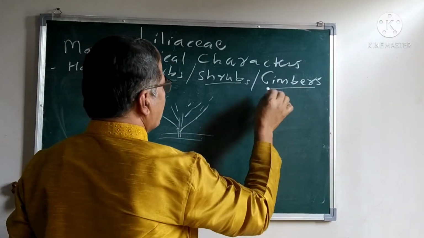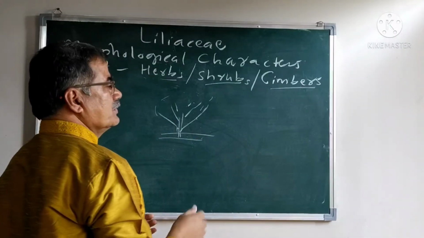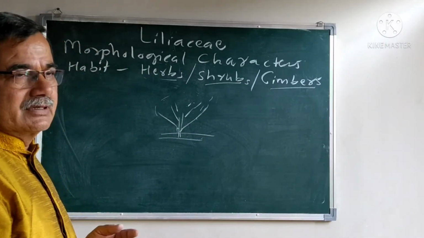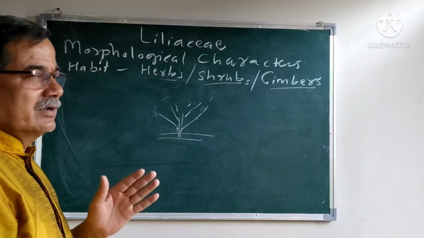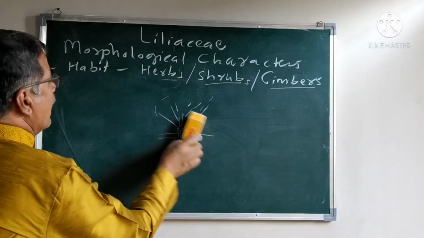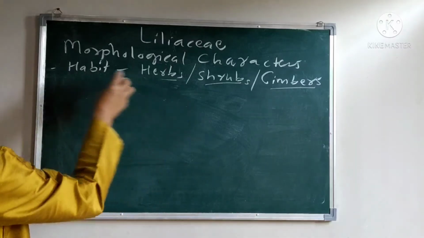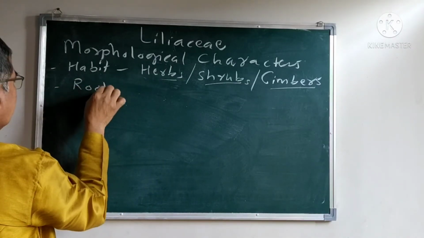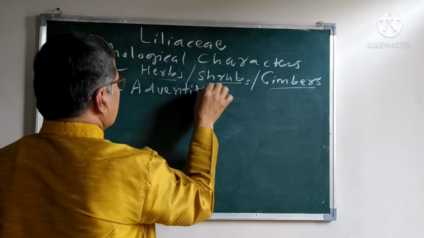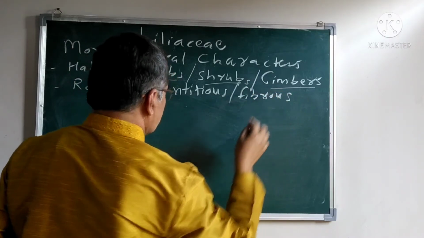It is a climber because the stem is weak. It requires support. Therefore, the tip of the leaf becomes coiled, a tendril. It takes support for the plant body. Therefore, some plants are climbers. Here, in each and every plant, the root system is adventitious. Adventitious is also known as fibrous roots.